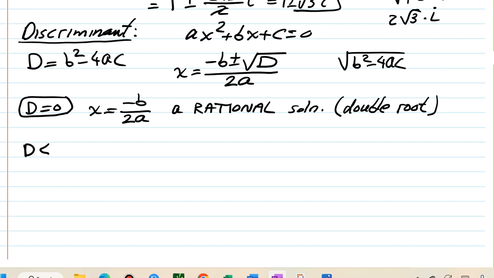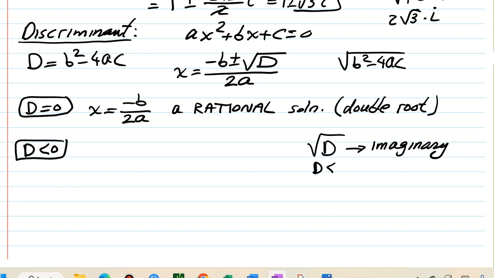If the discriminant is negative, well, d will be negative, so square root of d would be imaginary if d is less than 0. And therefore, what are we going to have in the way of solution? There will be two complex, and by complex here truly we mean non-real, two complex solutions.